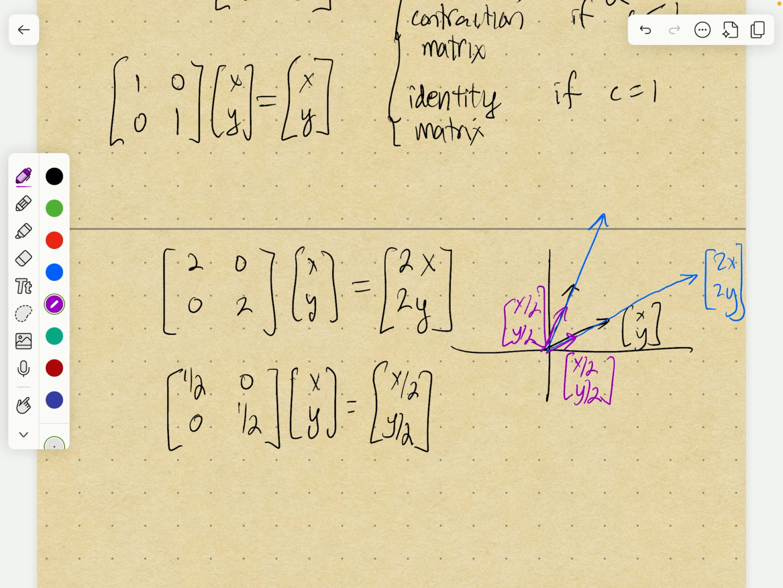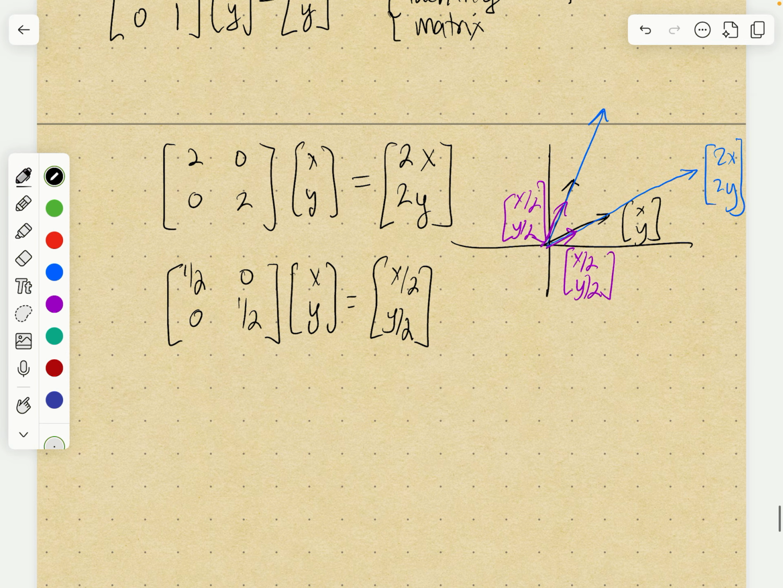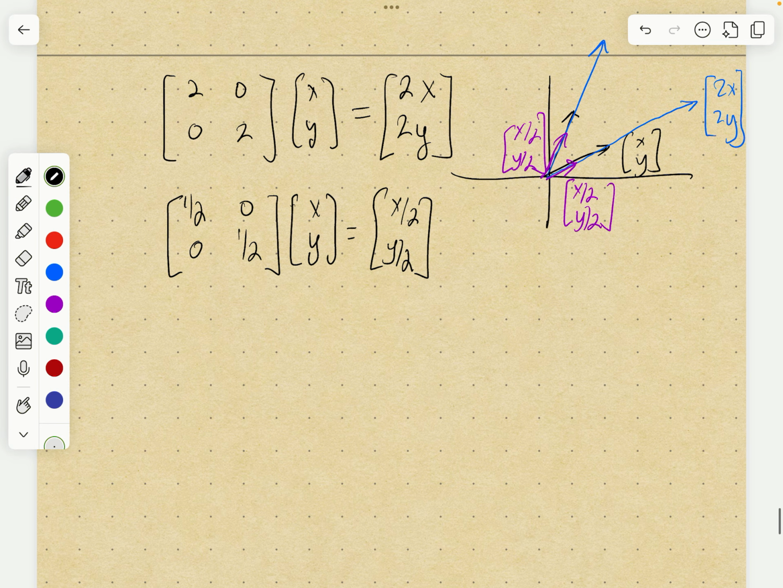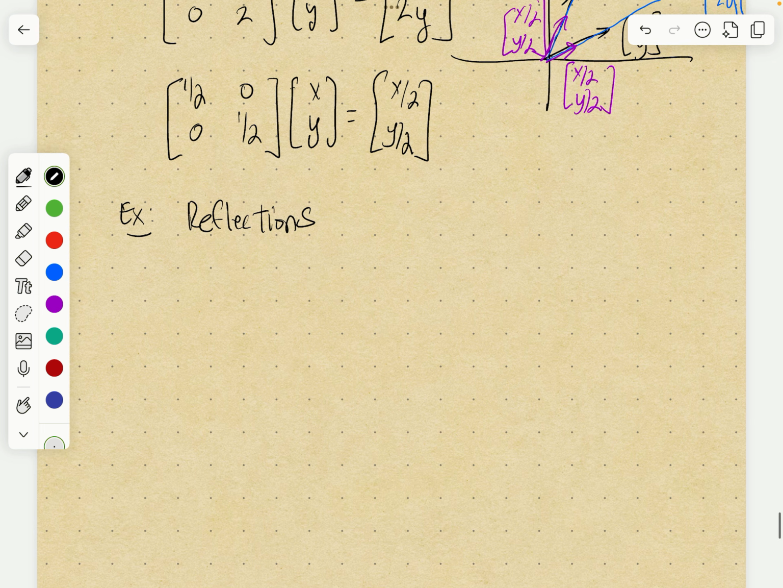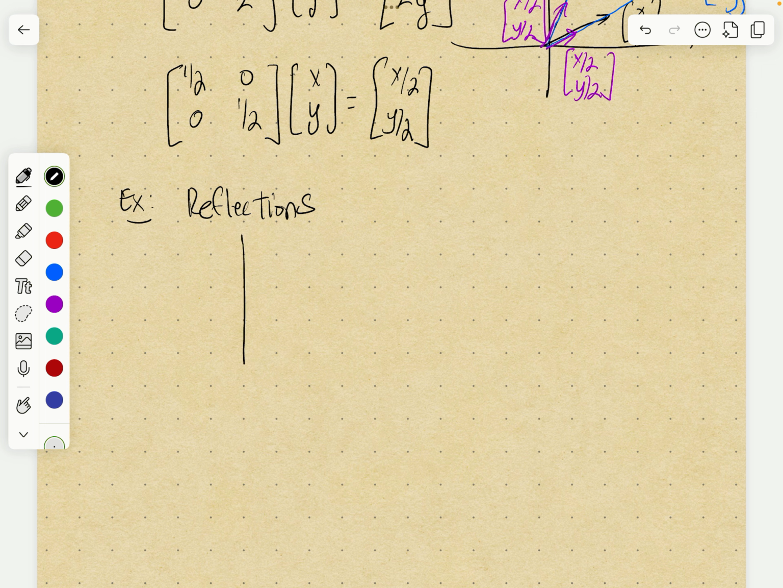Okay? So pretty simple. And then there's also reflection matrices. For instance, there's lots of different reflection matrices, but let's say that you wanted one that reflected about the x-axis. What's that going to take a point (x, y) to?